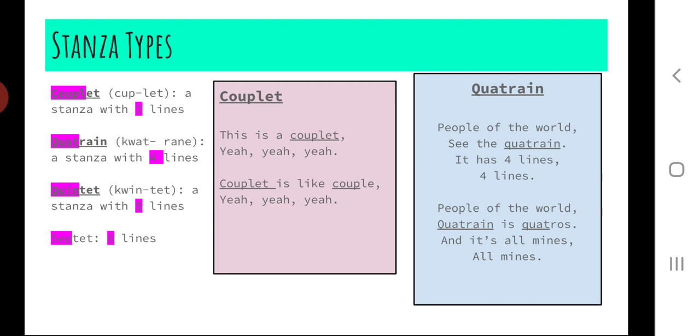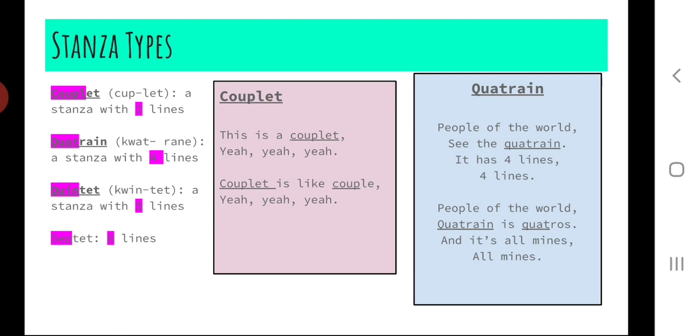So we have the example in blue, another beautiful, amazing piece of poetry. It says, people of the world, see the quatrain. It has 4 lines, 4 lines. People of the world, quatrain is quatros, and it's all mine, all mine. Sorry, it was the best I could do with what I had, but I hope it helps you understand the idea between couplets and quatrains.